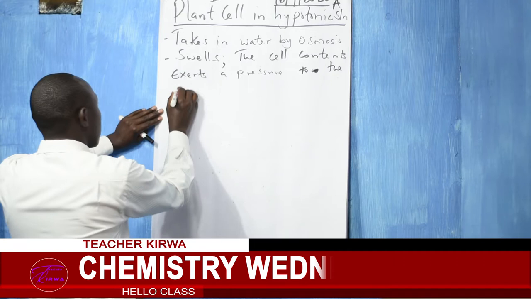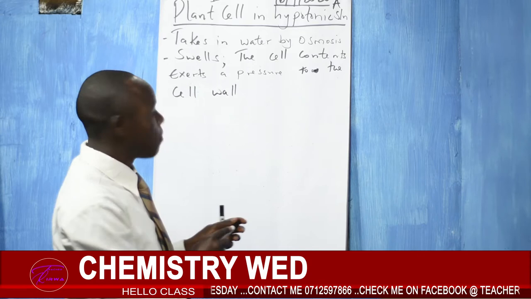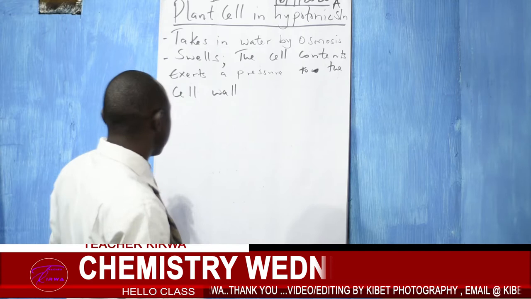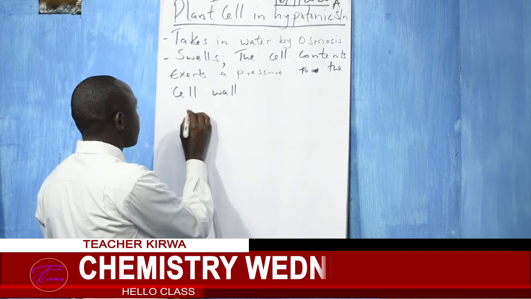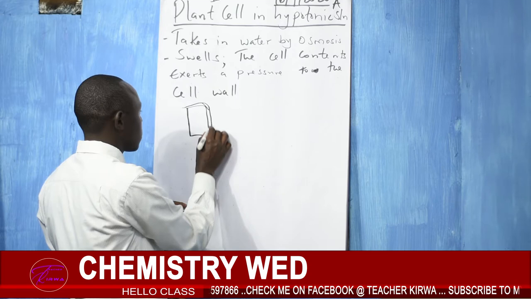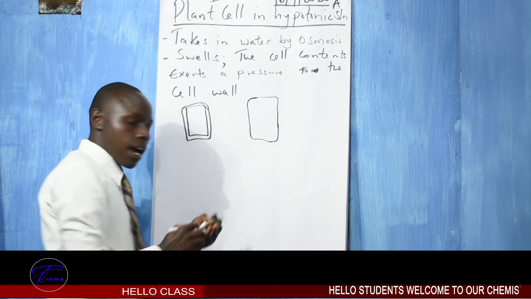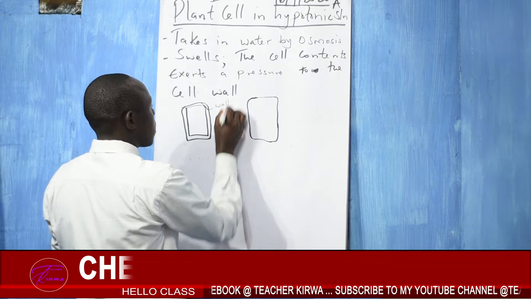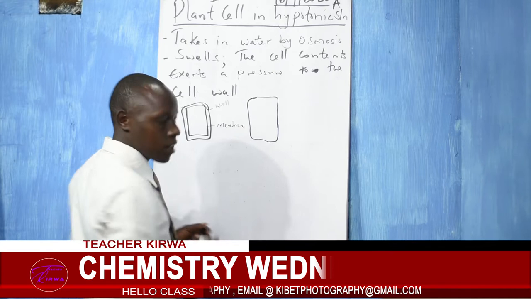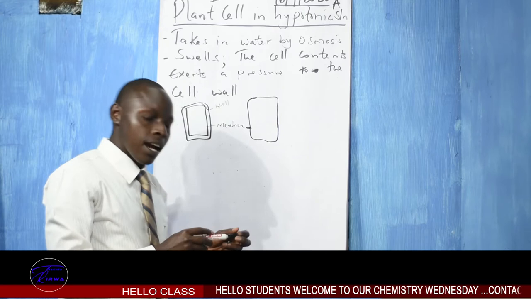Now let me explain what I mean by cell contents. When you look at a plant cell, let me just draw it here for purposes of understanding. A plant cell looks like this. Assume that's a plant cell. Now, an animal cell only contains a cell membrane. A plant cell contains a cell wall and a cell membrane, so it is double.